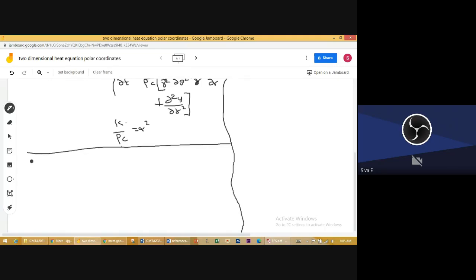Write the solution of the Laplace equation in polar coordinates.